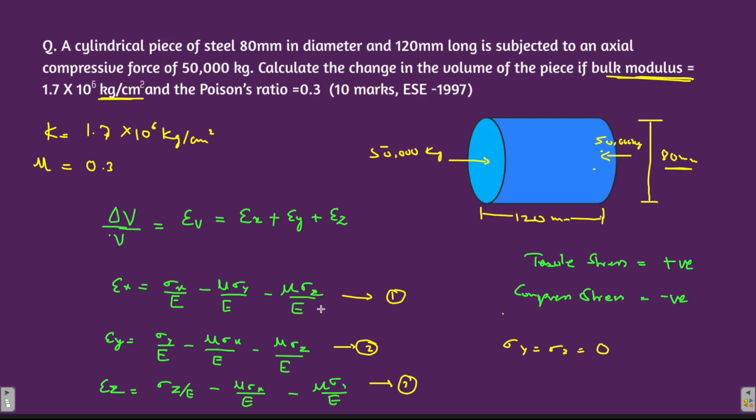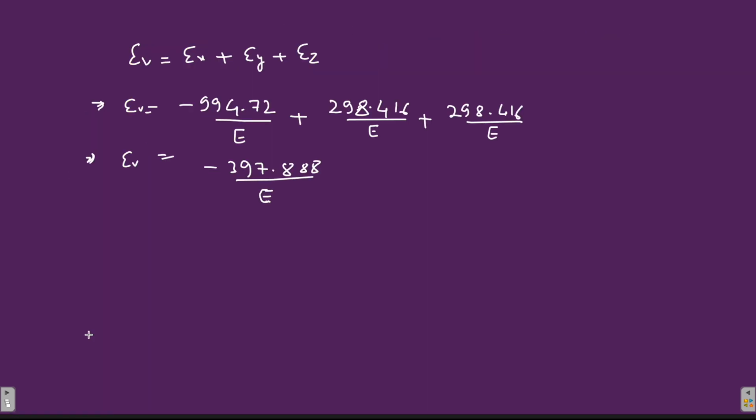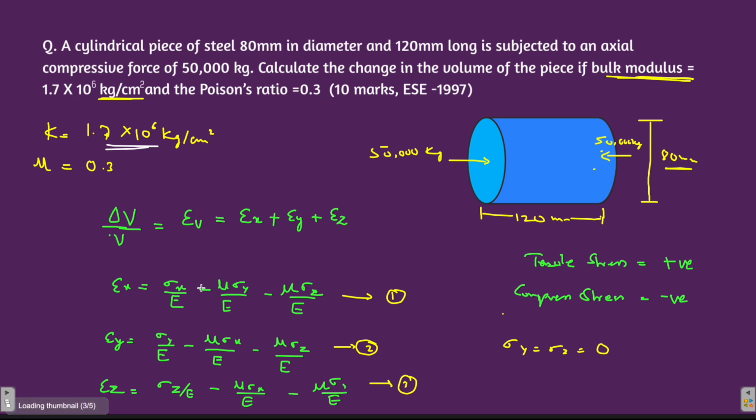The bulk modulus K is given to us, 1.7 into 10 to the power 6 kg per centimeter square. So let's calculate the value of E from K. We know a very easy relationship: E is equal to 3K(1 minus 2 mu). So E will be 3 into K, the value of K is 1.7 into 10 to the power 6.